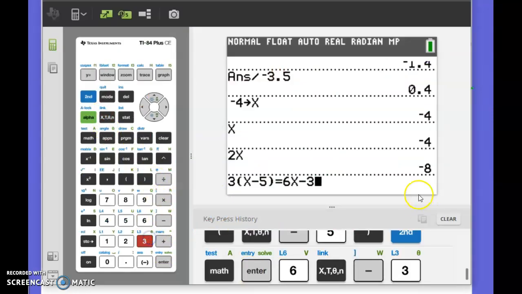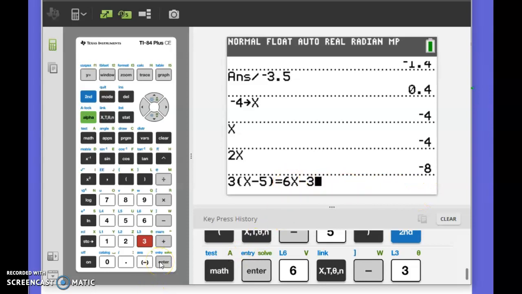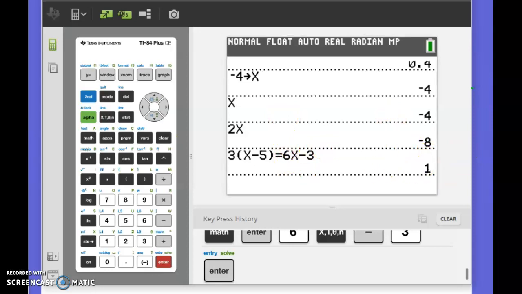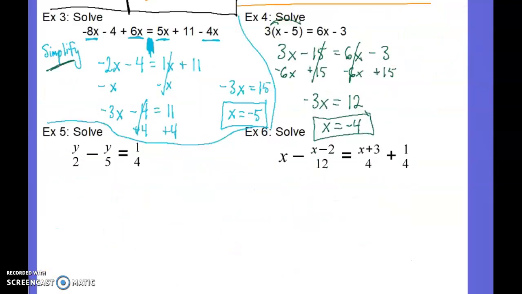Now your calculator doesn't say yes or no, this is a true statement or not. What it does is it says 1 or 0. 1 means yes, this is true, and 0 means no, this is false. And as I click enter, it says 1 because it's a true statement. So if you have a graphing calculator, this is a neat way to test that your answer is correct. And some of you may have wished you had it for, I don't know, a previous math class.